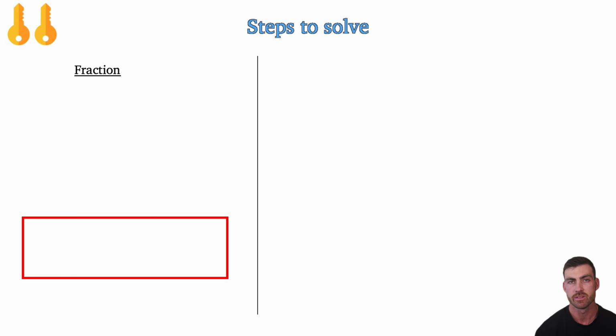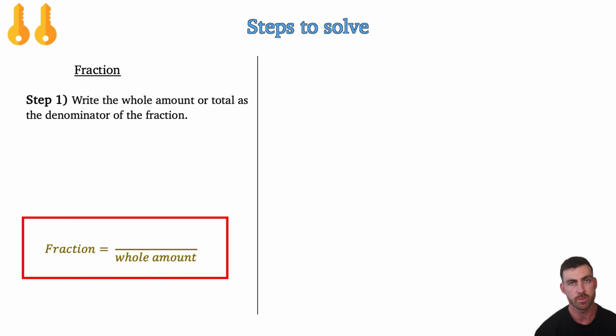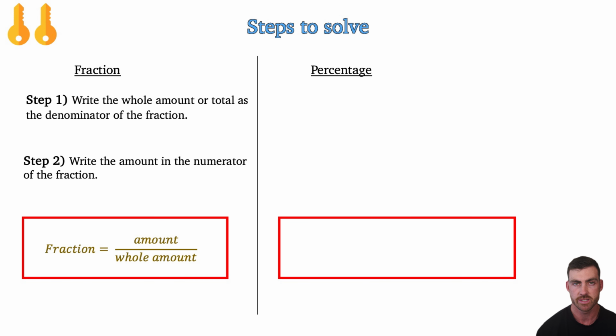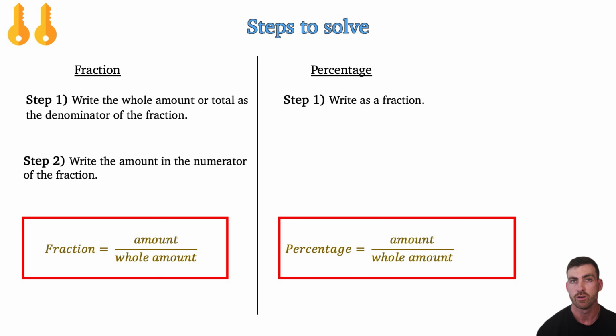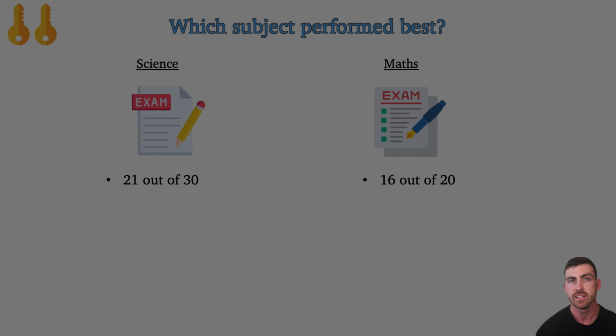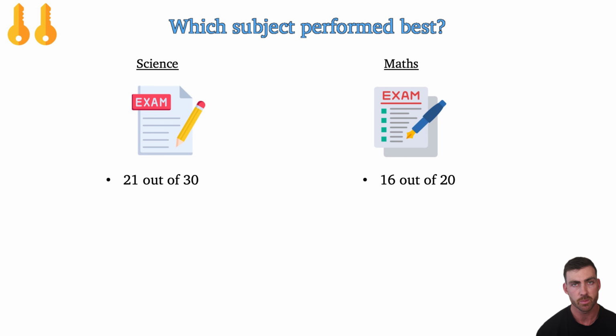For a fraction, step 1, write the whole amount or total as the denominator of the fraction. Step 2, write the amount in the numerator of the fraction. For a percentage, step 1, write as a fraction. Step 2, multiply the fraction by 100 and add the percentage symbol to your answer. Let's see this in action with the starting problem of the two subjects.